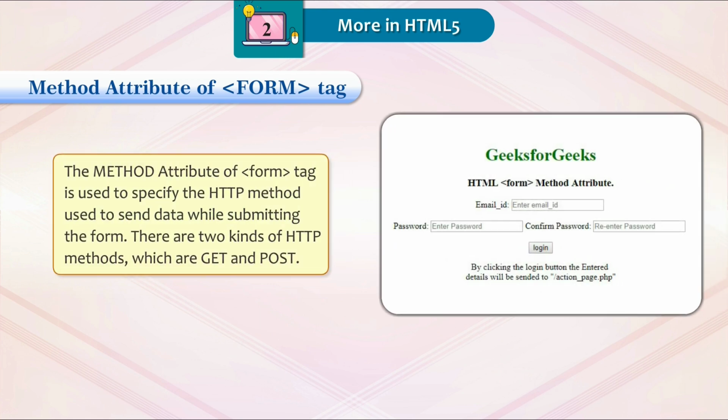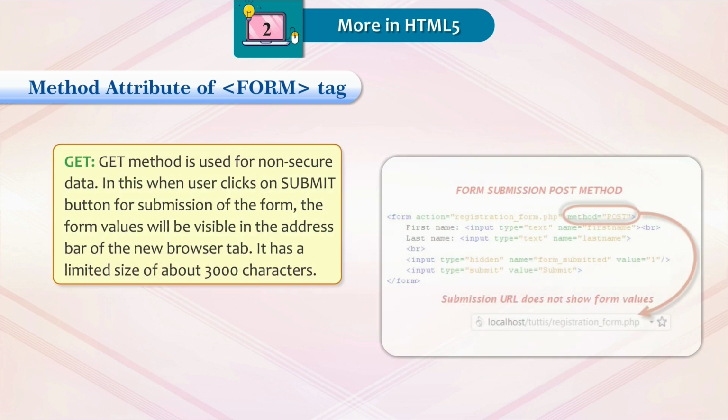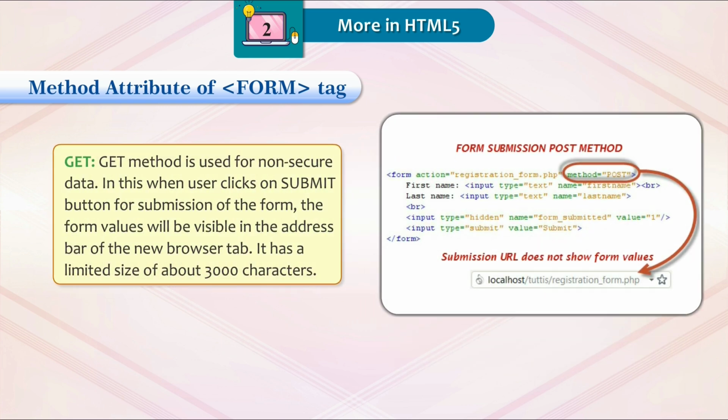Method attribute of form tag. The method attribute of form tag is used to specify the HTTP method used to send data while submitting the form. There are two kinds of HTTP methods, which are GET and POST. GET. The GET method is used for non-secure data. In this, when the user clicks on the Submit button for submission of the form, the values will be visible in the address bar of the new browser tab. It has a limited size of about 3000 characters.